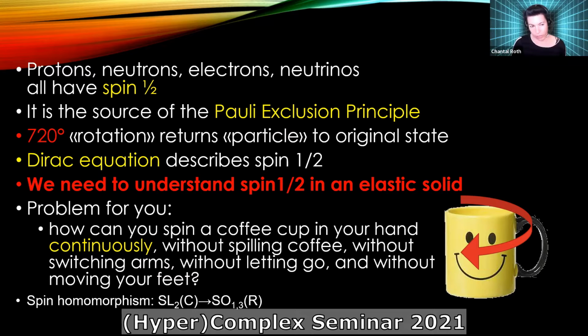And the Dirac equation describes that. So we really need to understand spin 1/2 in the elastic model, because if we can't do it, then the model is not going to work. So in case you don't know what spin 1/2 is, here I have a short simulation. You can try this yourself.